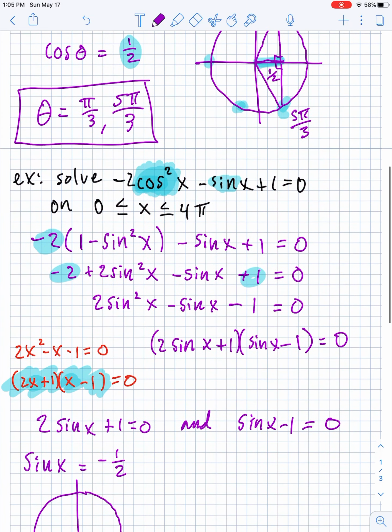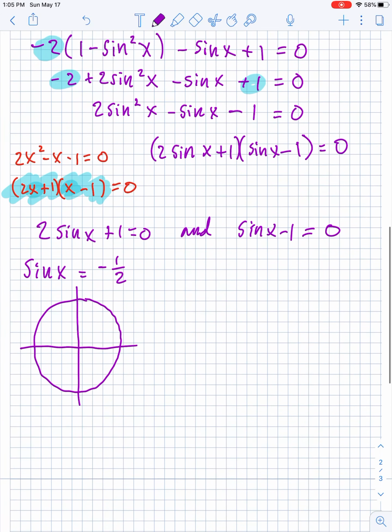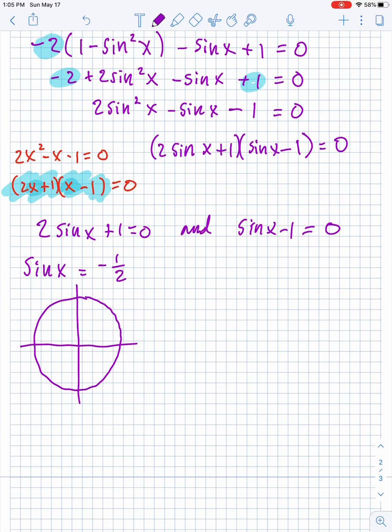Oh, but wait, what's our domain? We have to go all the way out to 4 pi. Whoa, interesting. Okay. Negative 1/2 would be here when the height of the triangle is negative 1/2. But that also happens in quadrant 4, right here, where this is negative 1/2 as well. So if I count by pi over 6s, that's like 6 pi over 6. That means this is 7 pi over 6, and this is 11 pi over 6.